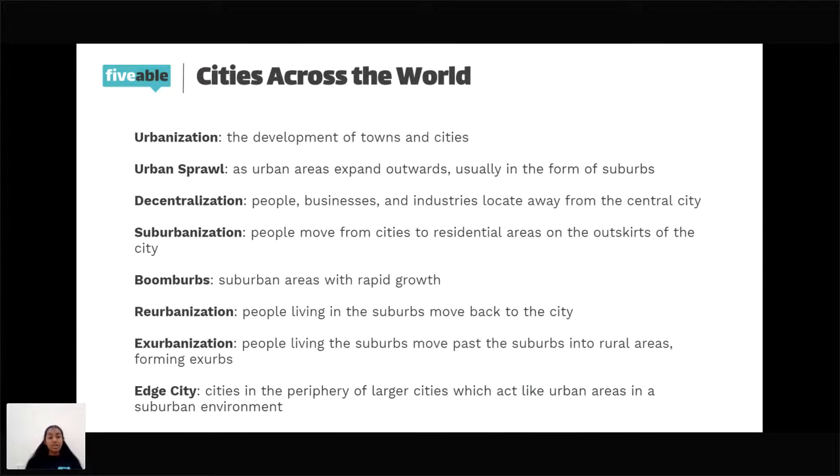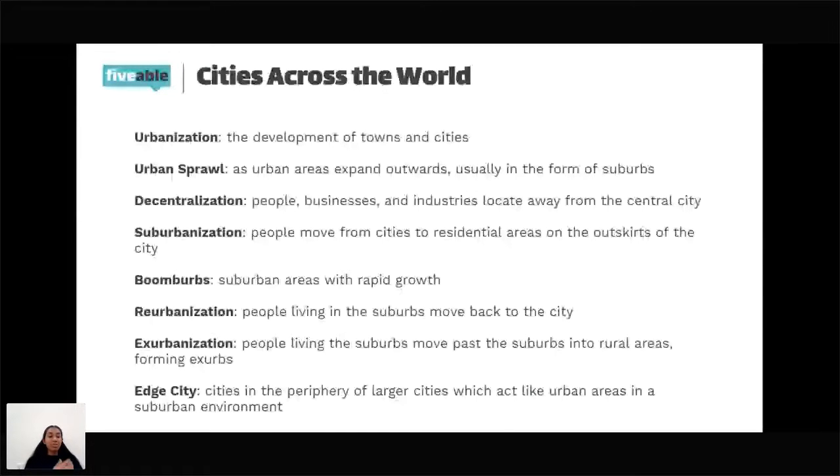And exurbanization is the opposite of that. So people living in the suburbs start moving even further outwards to the rural areas. So that would be farmlands and stuff. And they form these small little communities of people that are called exurbs. So the suburbs become urbanized.